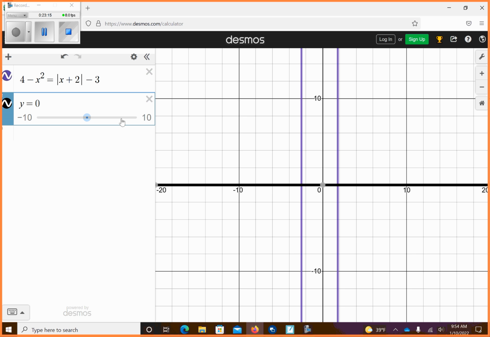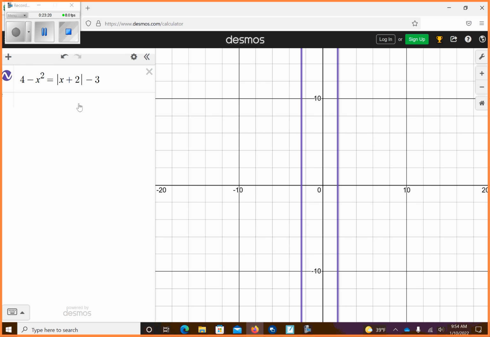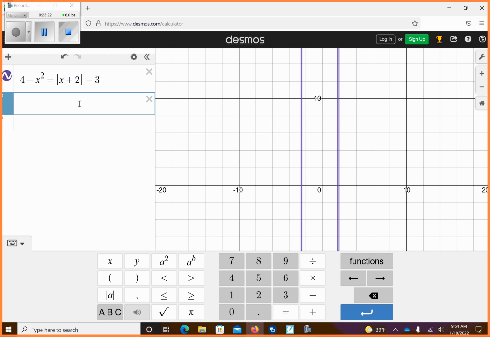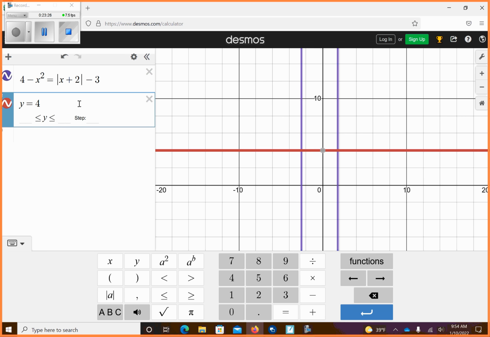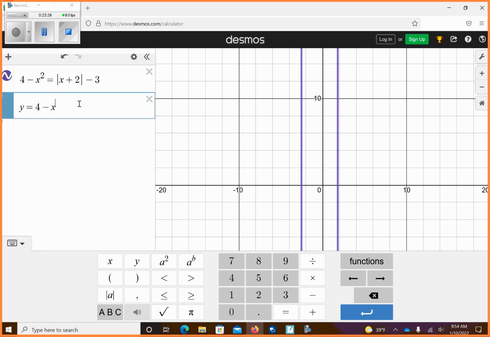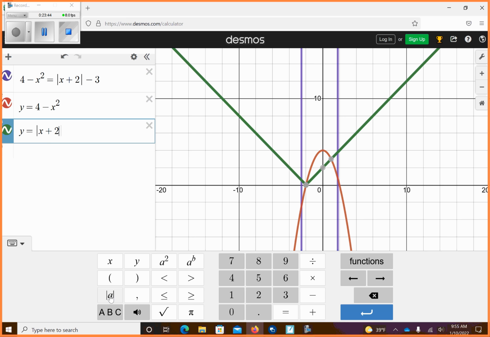I might think about doing it this way. So let's keep this there. I'm going to get rid of that, and I'm going to take the left side, y equals 4 minus x squared. And then I'm going to take absolute value. Let's do y equals, sorry, y equals absolute value of x plus 2, minus 3.